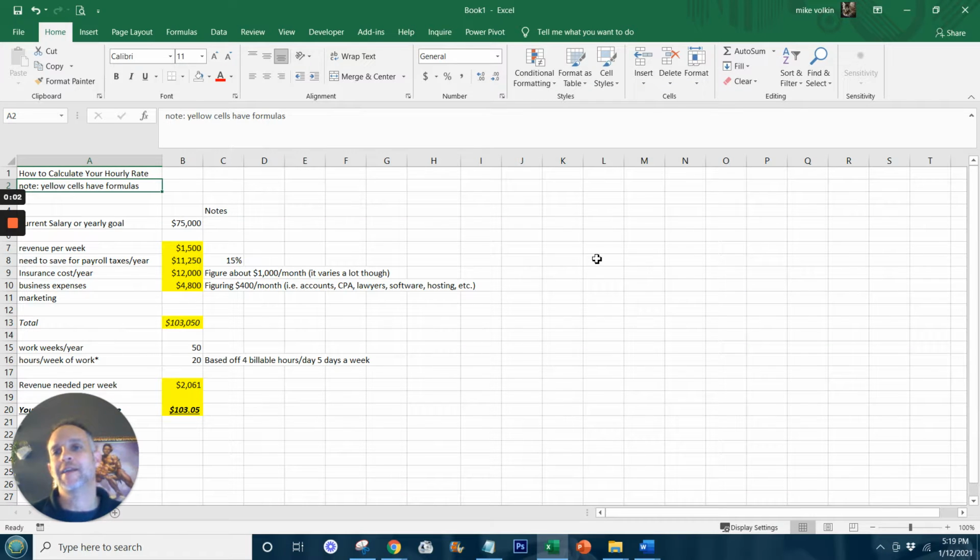Today we're going to talk about how to calculate your hourly rate, and I made a very easy spreadsheet for you. You don't even really have to understand it, you just have to be able to put in numbers, but I am going to walk you through it so you do understand it, because some of the things on here you can modify to customize to your liking.